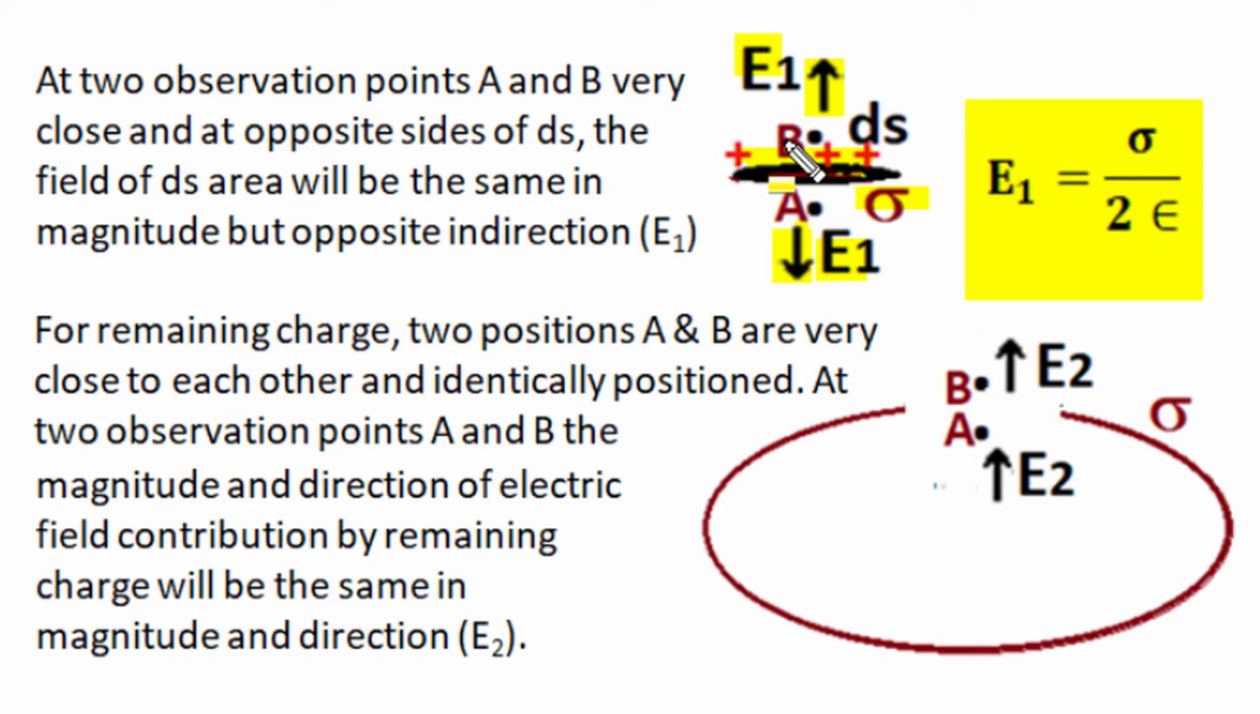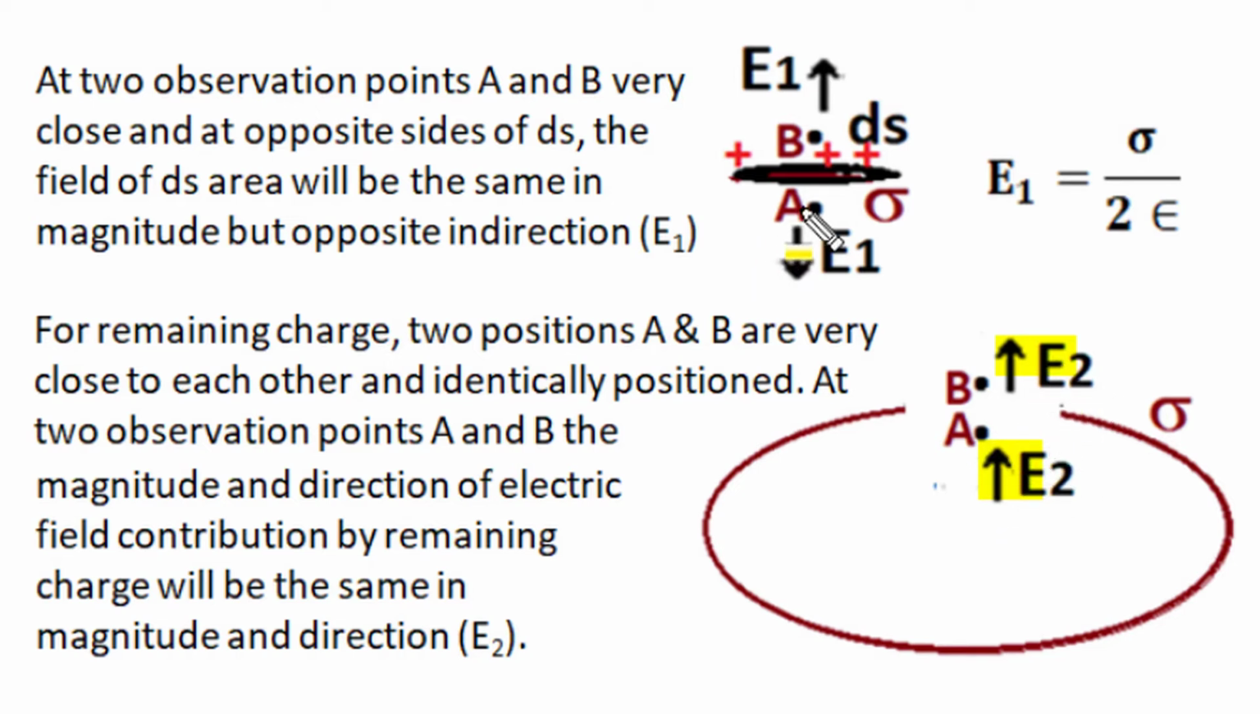This electric field for such nearby positions won't change its magnitude with distance from the surface, as a plane surface area of sigma surface charge density produces sigma upon 2 epsilon uniform electric field at very close positions to it. For the remaining surface area having variable surface charge density, these two observation points A and B are so close to each other that the electric field contribution by this remaining charged surface at both A and B positions is identical and in the same direction, and let this electric field be E2.